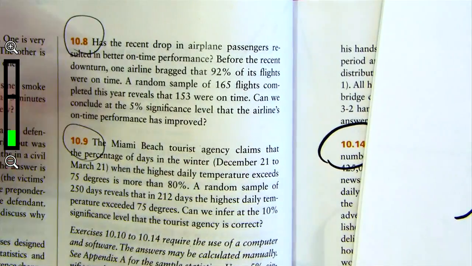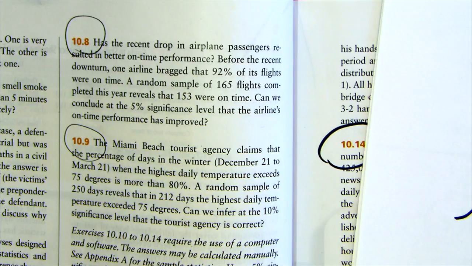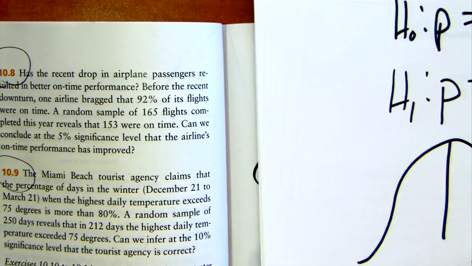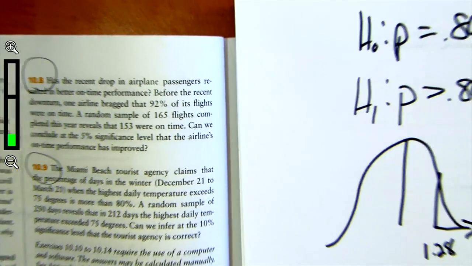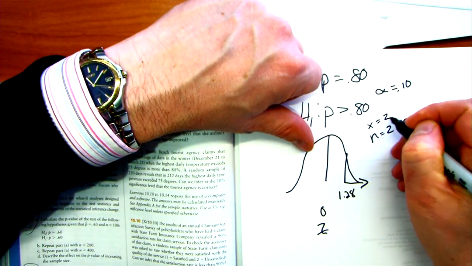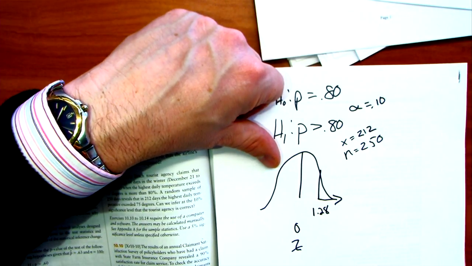So where is my evidence? If I look here, where is the evidence that I gathered? Show me where the evidence is. What is the evidence that I gathered? Good, Robbie. Yeah, exactly. So I sampled 250 days. Oops, I got to zoom out. I sampled 250 days, and out of those 250 days, 212 were above 75 degrees.